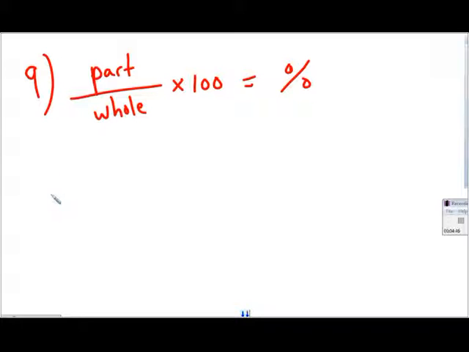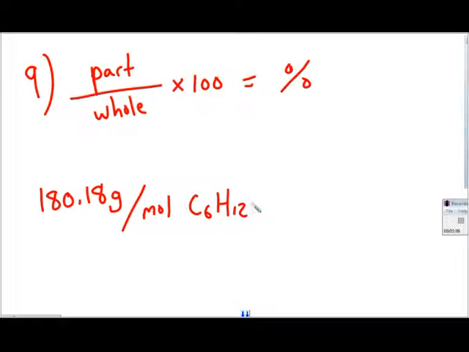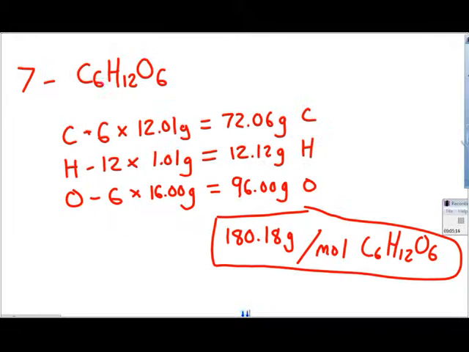Alright, so let's take a look here. We calculated that the whole glucose thing weighs 180.18 grams per mole. How did we get that? Let's take a look at number 7. This is how we got it.